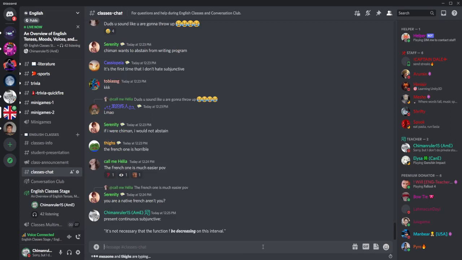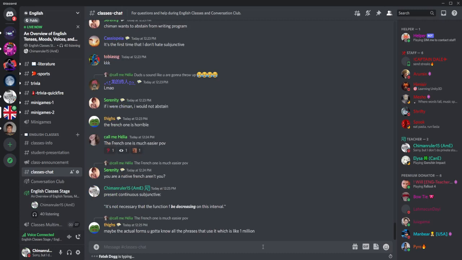It's not necessary that the function f be decreasing on this interval. So here we just use be and then an ing form. So again, the same logic applies. You use the base form for the auxiliary verb, and then you add ing. But again, this form is rarely used in writing. So if you haven't seen this before, well, that's to be expected.